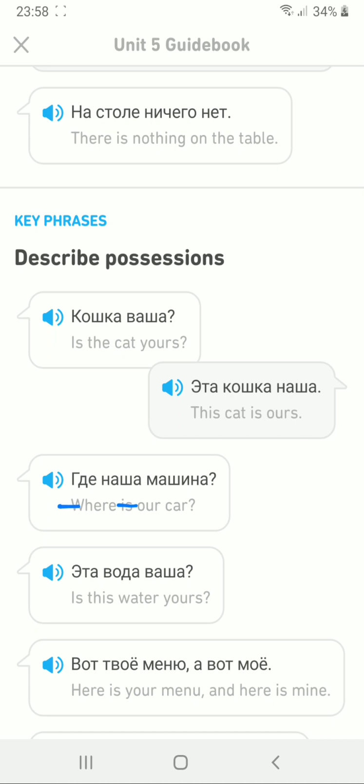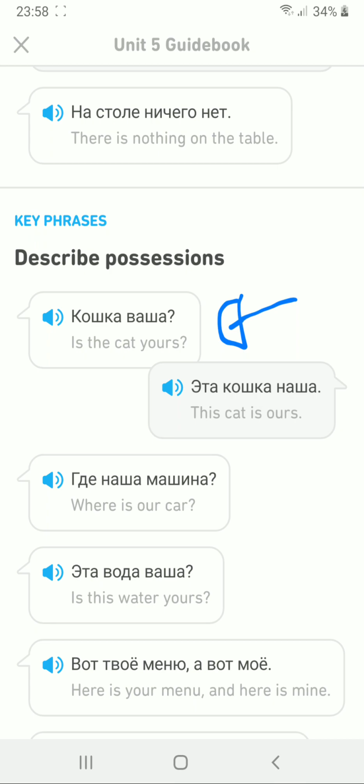So, где наша машина? Where is our car? Наша машина. Because it's feminine. So, now машина is feminine, and the possessive adjective also is feminine. This is the possessive adjective.